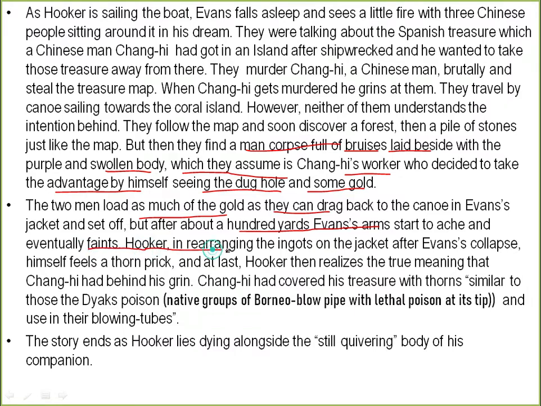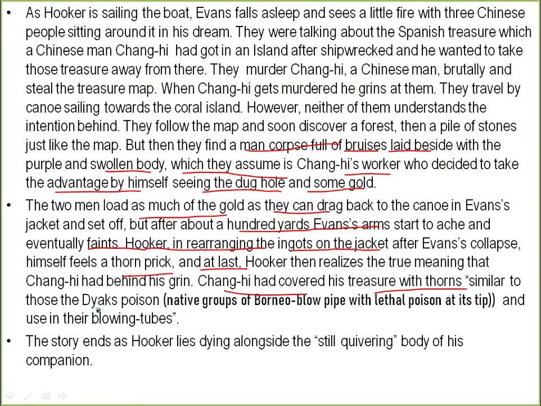Hooker is rearranging the ingots. जब हुकरले के गर्छ, त्यो सुन गोल्डन ब्लक्सहरूलाई उसले बोक्न सुरु गर्ने बेलामा on the jacket. After Ivan's collapse, himself feels a thorn pricks. उसको के हुन्छ, उसलाई एउटा काँडा बिझ्छ. And at last Hooker realizes the true meaning of the grin Chang had behind his grin. उसले कराएको जो साउन्ड एकदम रिसाएर देखाउँछ, त्यसको मिनिङ उसले थाहा पाउँछ. Chang had covered his treasures with thorns. उसले आफ्नो डायमन्ड गहनाहरूलाई, खजानालाई उसले काँडाले छोपेको हुन्छ.